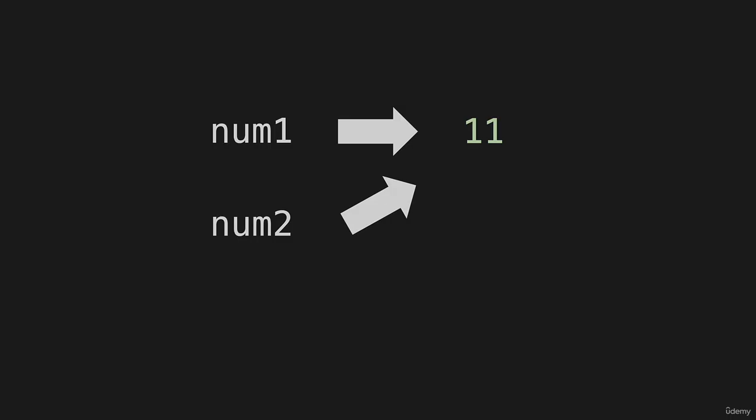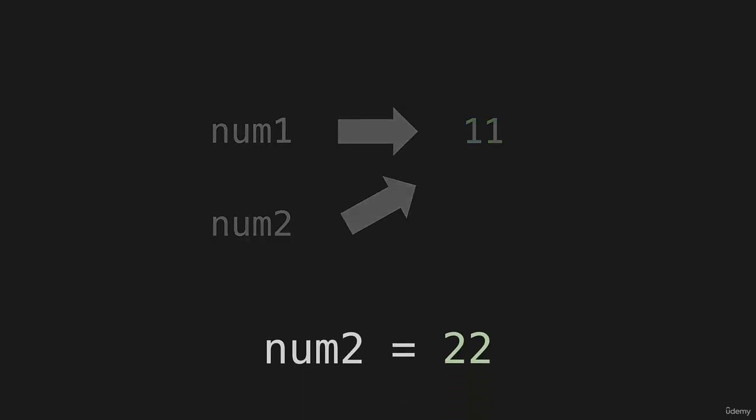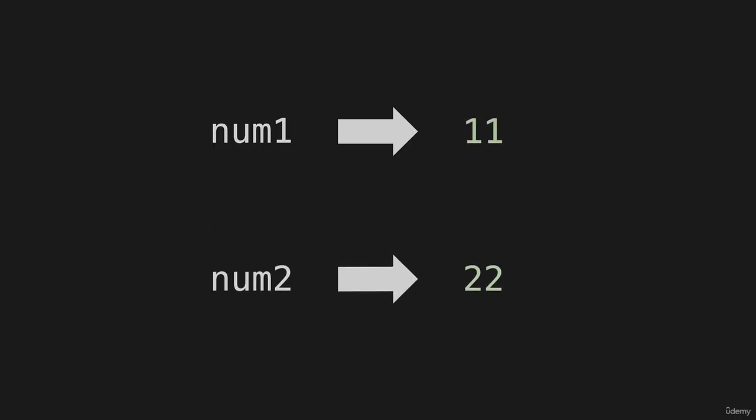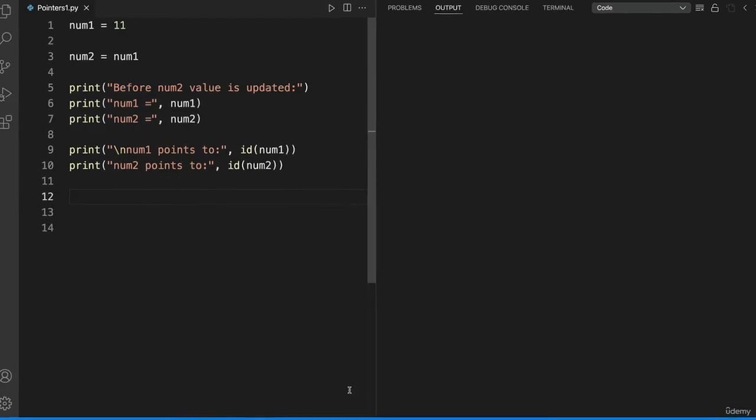So now the next question is, what happens if we set num2 to be equal to 22? Does this 22 overwrite the 11? And if this is the case, then num1 and num2 would now be pointing at 22. Or do we create a separate integer somewhere else in memory and have num2 point to that integer? So now to test this out, let's go back to VS Code.